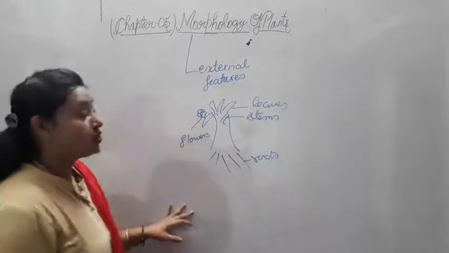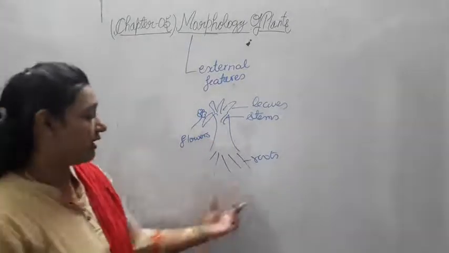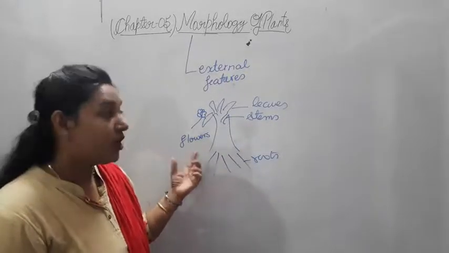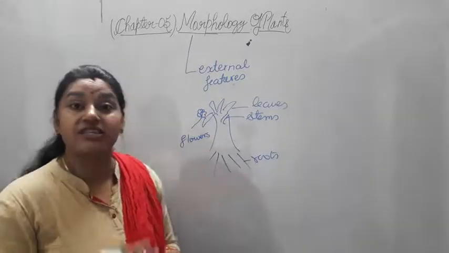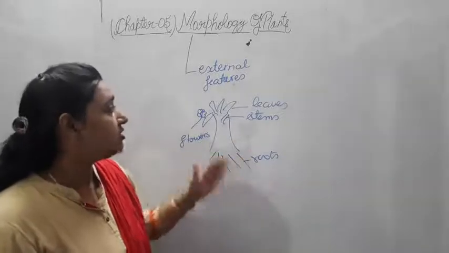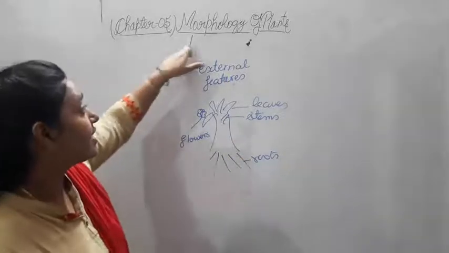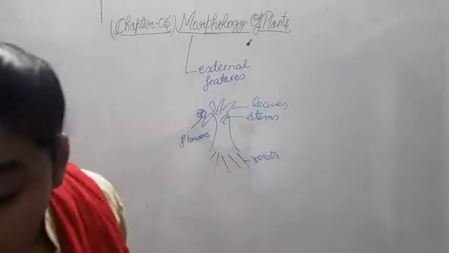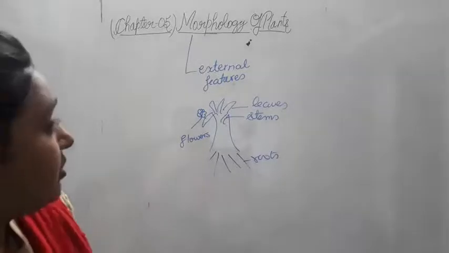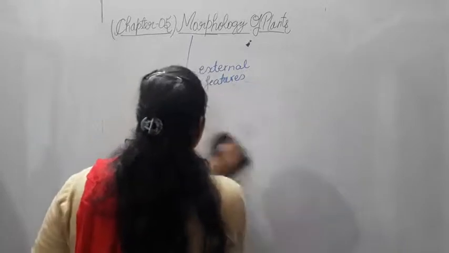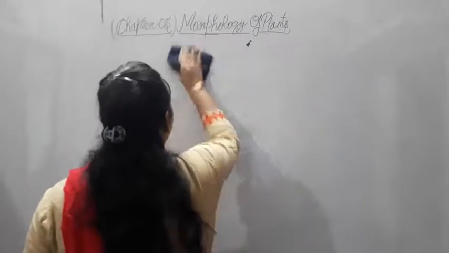So many things are there which you can see externally in the plant, like its roots, its stem, its leaves and its flower. Okay, so these are a few things which you can see externally in the plants. So this type of study of external features of the plant is called morphology of plants, right? So now in this chapter we have to study about this only. Let us see further what all the things we have to study in this external feature of plant.